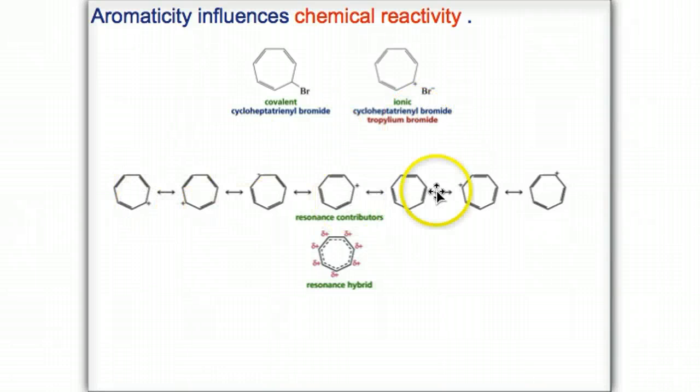The resonance contributors, shown here, and resonance hybrid show stability in the ionic form. And with this many resonance contributors, certainly makes the ionic form more stable. It's soluble in polar solvents such as water. This is aromatic. This is non-aromatic on the left. Okay, let's go to another slide here.